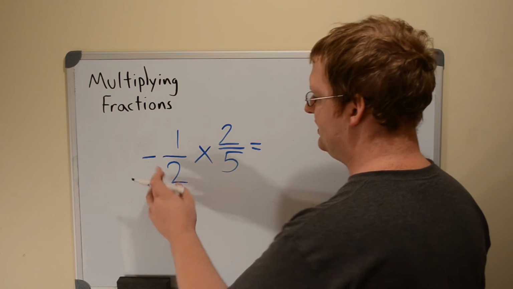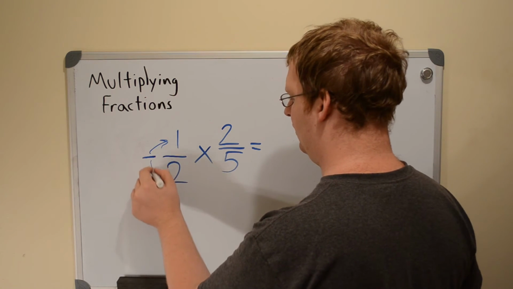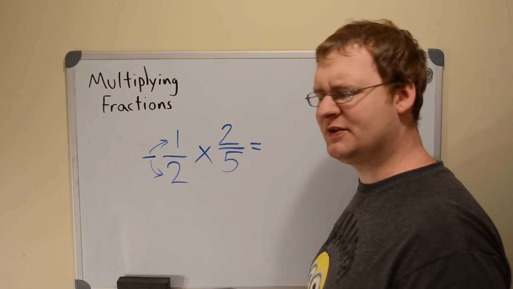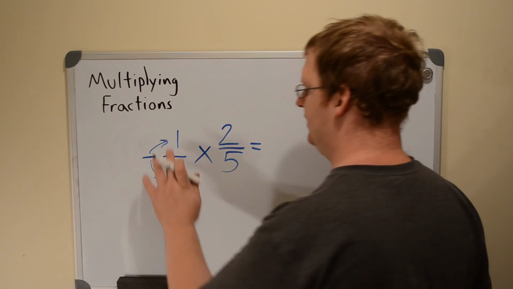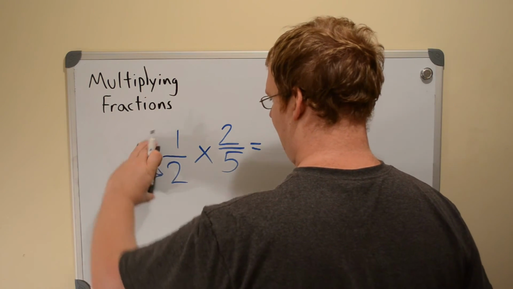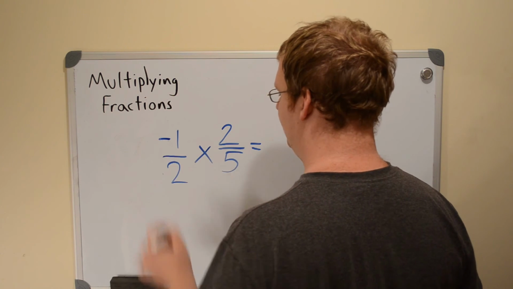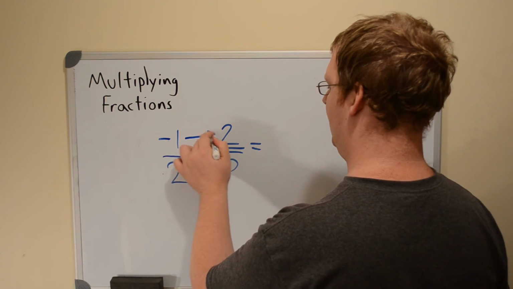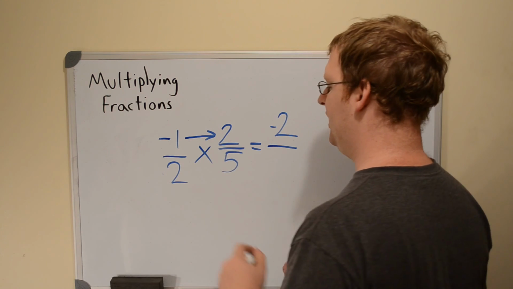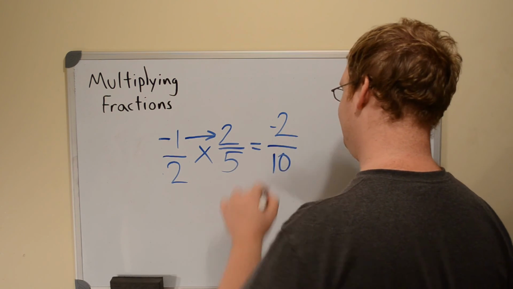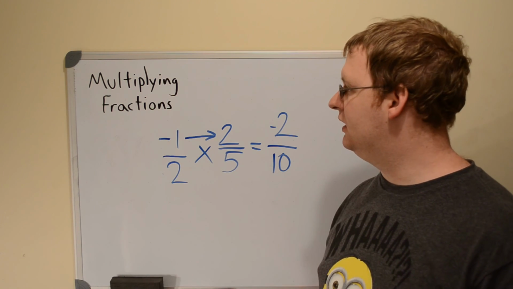Okay, so with this negative sign, what you want to do is either move it up or down. It doesn't really matter which you do. I always move it up. It's just easier for me that way. So I'm going to go ahead and erase all of that, including the negative sign, and just move it up. So -1 times 2 is going to be -2. And then 2 times 5 is 10. And that's how you deal with negative signs in multiplying fractions.